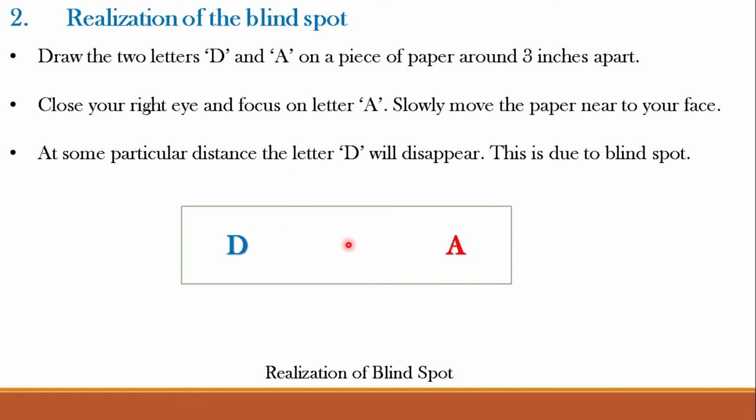Conversely, cover your left eye and look continuously at the letter D. You have to see the cross, right? If you are closing your left eye, that means you have to see D from your right eye. So you will see the letter A at this time, and now increase the distance between the screen and your eye. At some point the letter A will disappear, right? And this happens due to the blind spot.